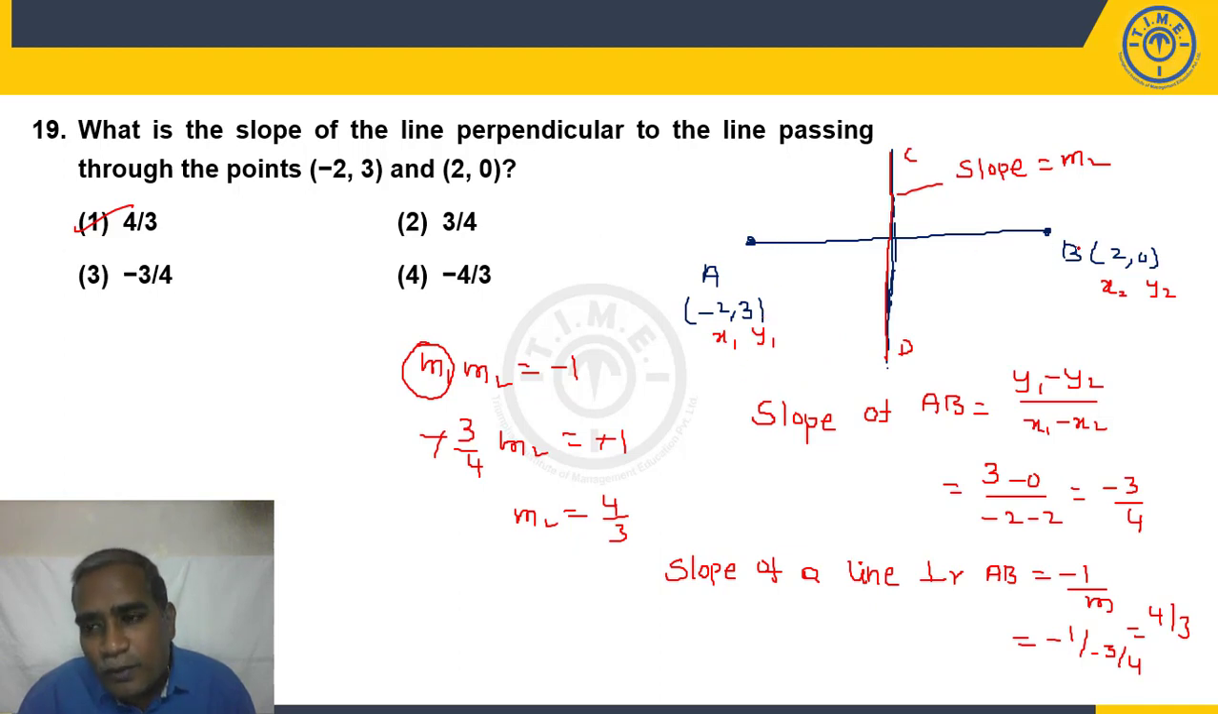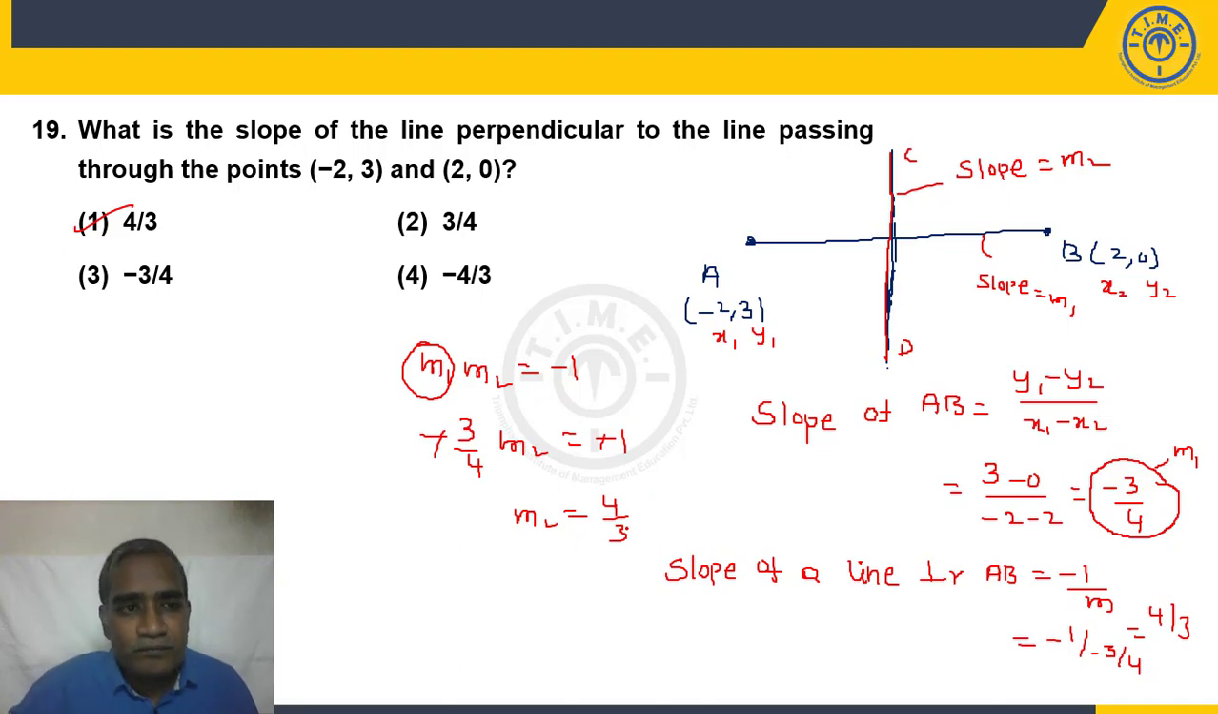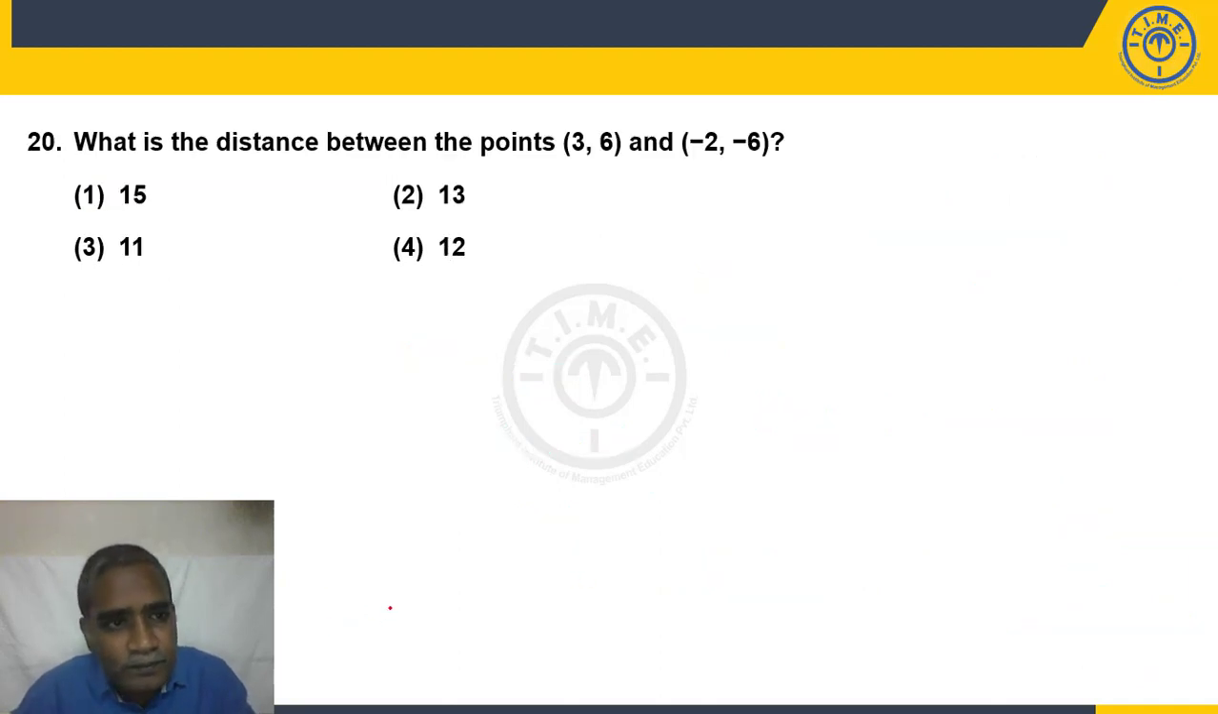You just have to find the slope of AB. I got minus 3/4. This one I am considering as m1. Slope of AB is equal to m1. Slope of CD is equal to m2, I am considering. Lines are perpendicular, product of the slopes is equal to minus 1. Substitute m1, then you will get m2. Okay, that's it. Now move to the next problem.